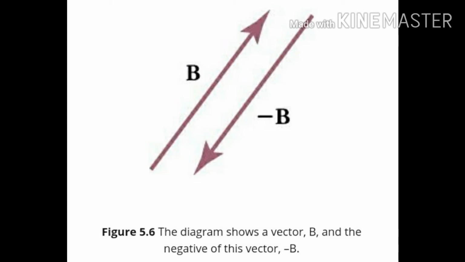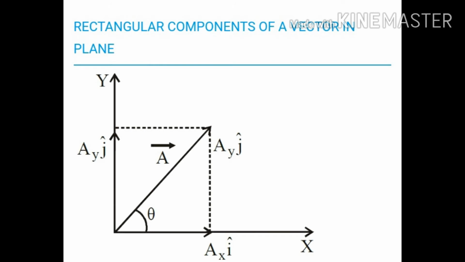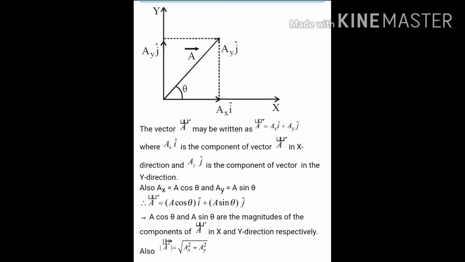Now move to our next subtopic, which is rectangular components of a vector in a plane. The vector A may be written as A equals ax i cap plus ay j cap, where ax i cap is the component of the vector A in the x-axis direction and ay j cap is the component of the vector in the y direction. Also, ax is equal to A cos theta, and ay is equal to A sin theta. Therefore, now putting all the values of ax and ay in the above equation.